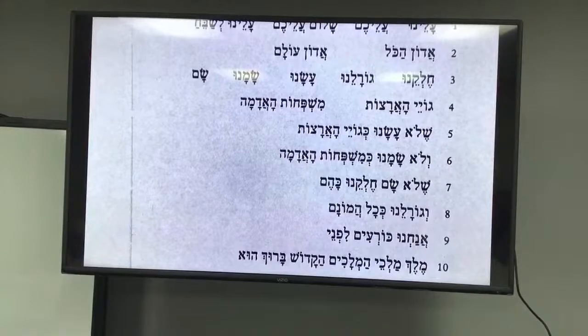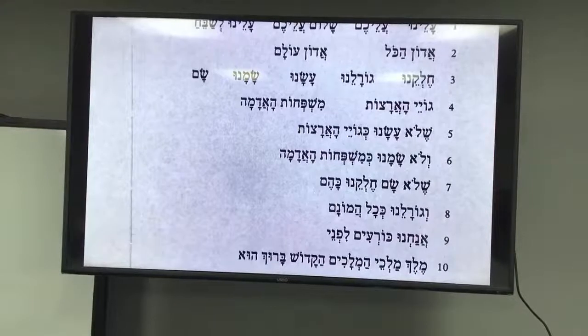Line 4. Goye. Haratzot. Mishpachot. Ha'adama. Again, line 4. Goye. Haratzot. Mishpachot. Ha'adama. Slika, sorry.